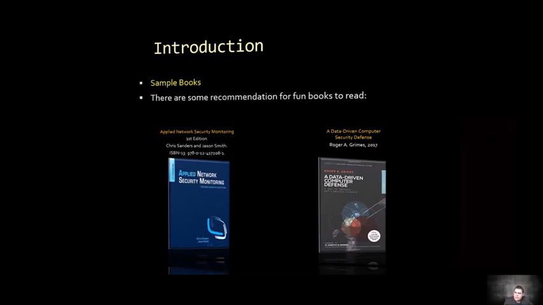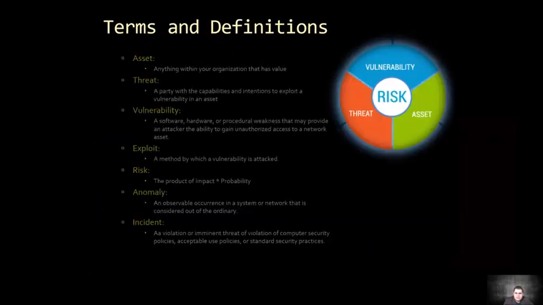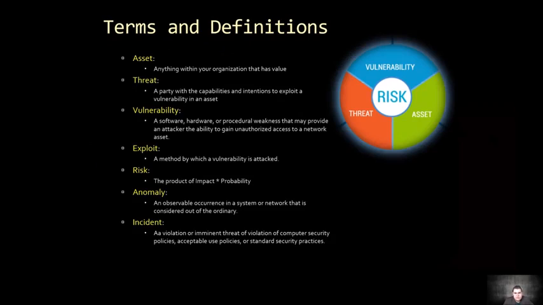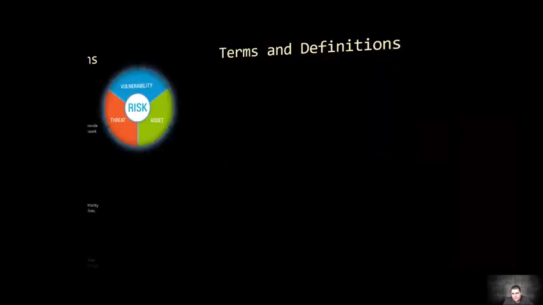about the subject. Some of the terms and definitions that I want to discuss today start with assets. We need to discuss what an asset is, what the meaning of threat is, what the meaning of vulnerability is, exploit, risk, anomaly, and incident, and all of them are part of risk assessment. Three parts: asset, threat, and vulnerability, and together they interact in a risk.